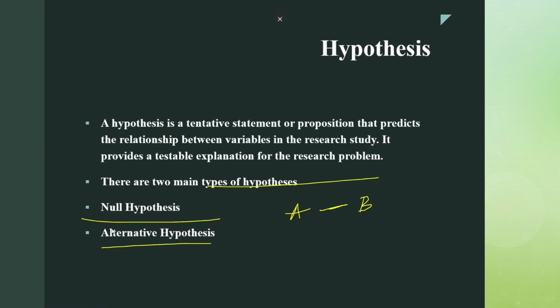Second is alternative hypothesis. Alternative hypothesis states that there are relations and differences between the variables. For example, we can take that suppose the social media usage has been increased a lot, and it is associated with anxiety among teenagers. So this is a kind of hypothesis which we can analyze, and that we can use to predict the relationship between the variables.